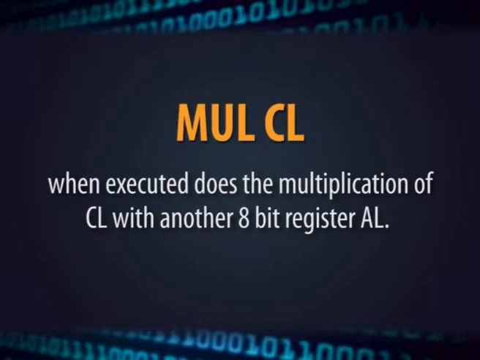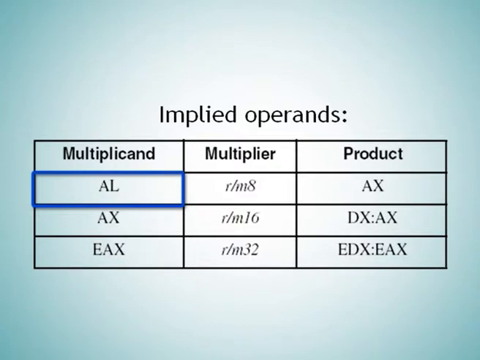For example, the instruction MUL CL, when executed, does the multiplication of CL with another 8-bit register, AL. In the multiplication, it is assumed that AL is one of the operands taking part, and the other operand you specify with the instruction. AL is mandatory as one of the operands in 8-bit multiplication. The result so obtained is stored in the 16-bit register AX.